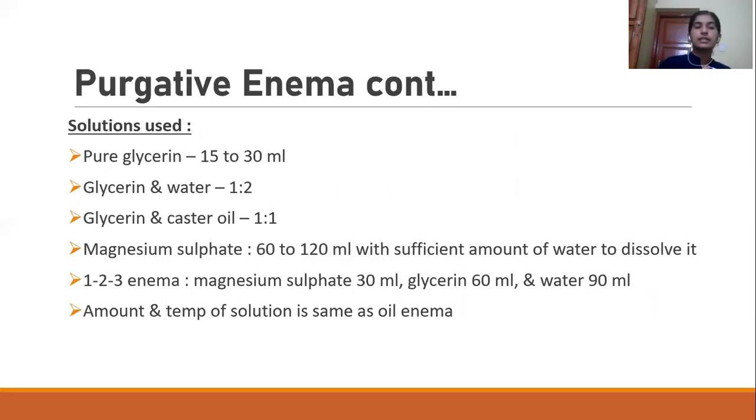So the solutions used include pure glycerin around 15 to 30 ml, glycerin and water in 1:2 ratio, glycerin and castor oil in 1:1 ratio, or magnesium sulfate 60 to 120 ml with a sufficient amount of water to dissolve it, like a 1:3 enema: magnesium sulfate 30 ml, glycerin 60, water 90. That is the 1:3 ratio enema. Amount and temperature are the same as for the oil enema, around 100 degrees Fahrenheit and 175 ml. So like that we can maintain the solution volume and temperature.